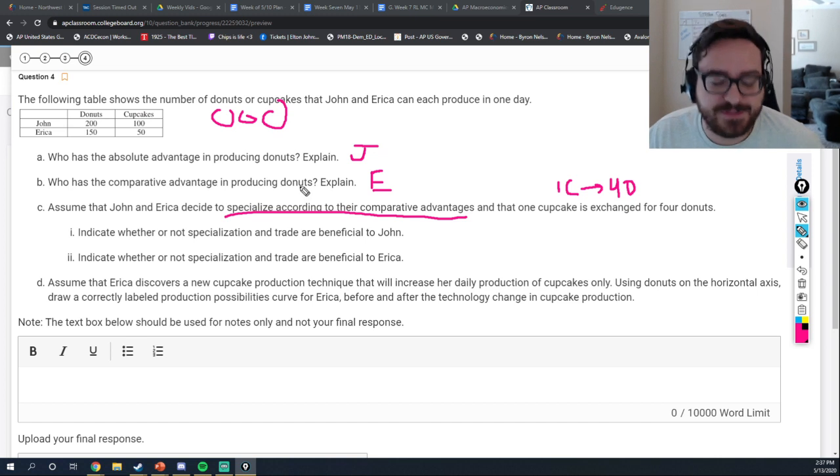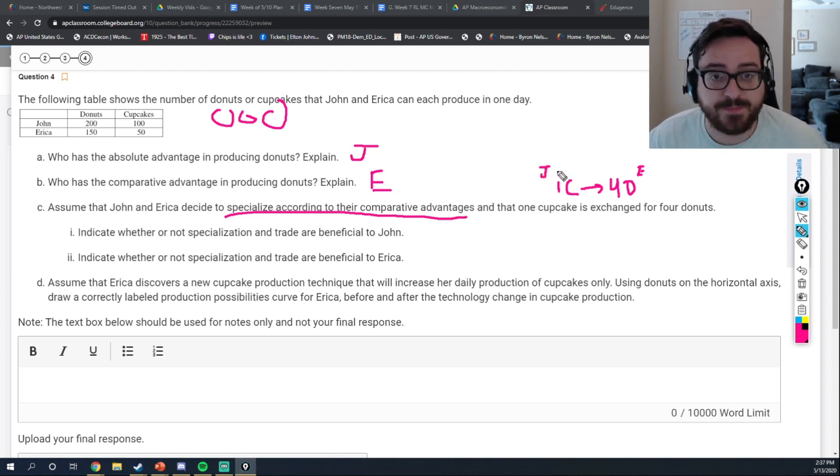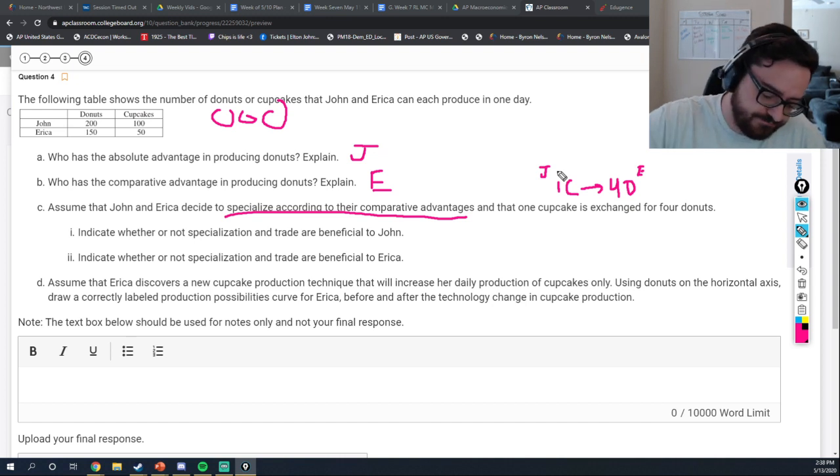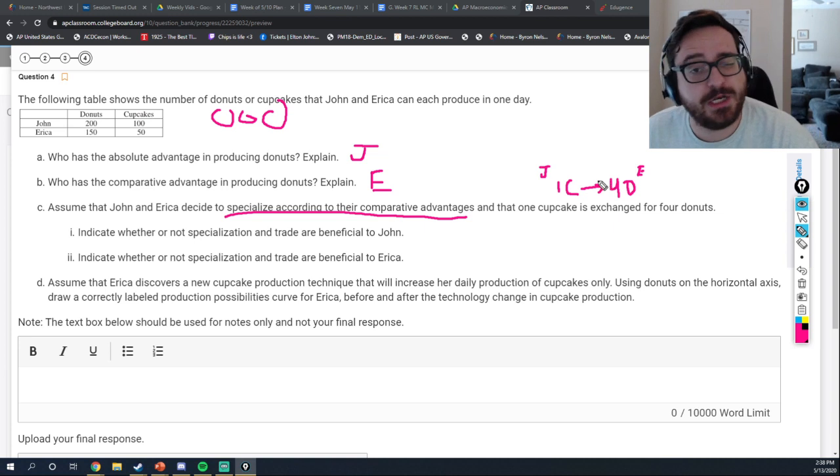Erica is making the donuts because she has a comparative advantage. So Erica's making the donuts. This is 4 donuts from Erica for 1 cupcake from John. And again, John had the comparative advantage of cupcake because he only gave up 2 donuts for every cupcake, whereas Erica gave up 3. So I know that part. That part we're good. So I know it's 1 cupcake from John for 4 donuts from Erica. You need to know that.